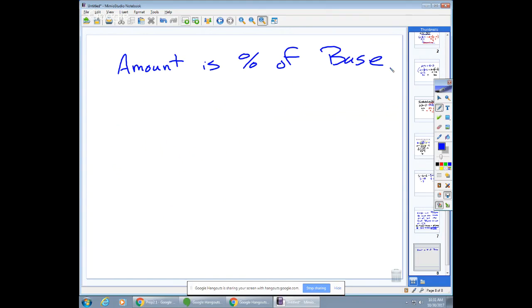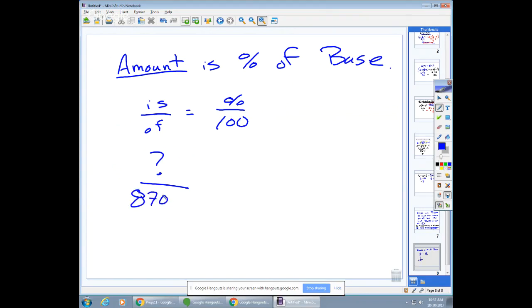And then the way you can set it up is you have, let's see, how did you put that? Your is over your of equals the percent over 100. So for us, we don't have the amount yet. That's what we need to figure out. Of is our base, that's the 87,000, equals 15 out of 100 because that's what 15% is. And then you can use that fraction to go ahead and solve it.